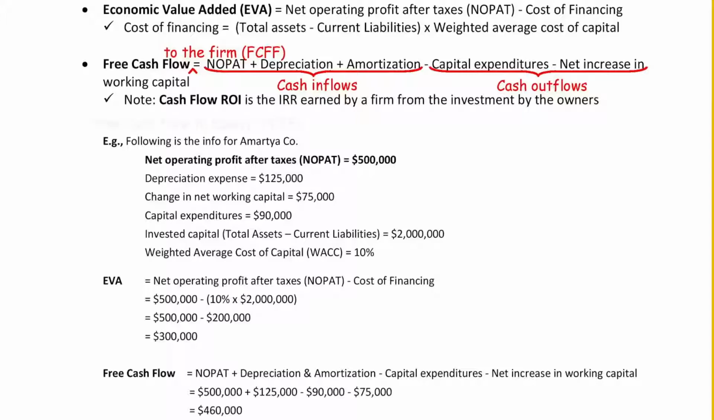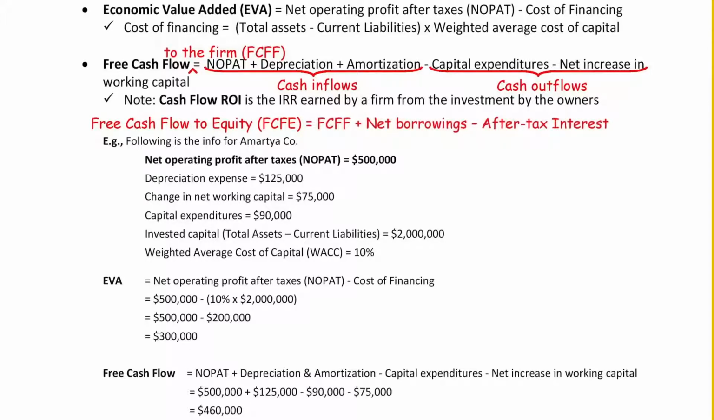Right there, free cash flow to equity or FCFE. So now we're looking at cash flows only to equity investors, which would be equal to FCFF, that's free cash flow to the firm, plus net borrowings and minus after tax interest.